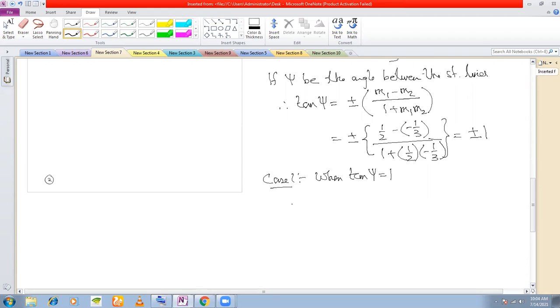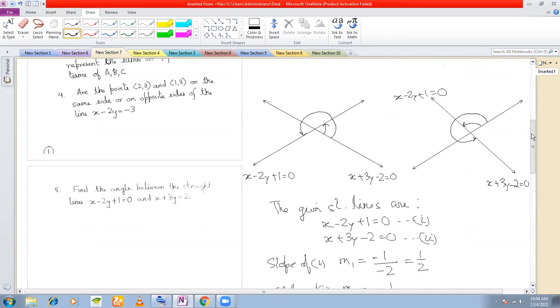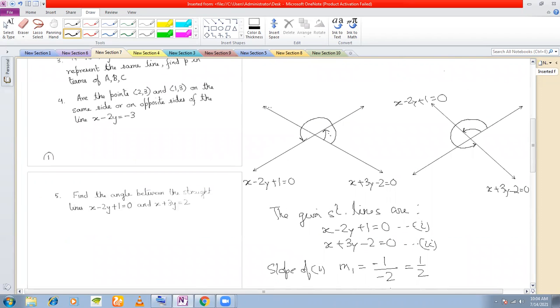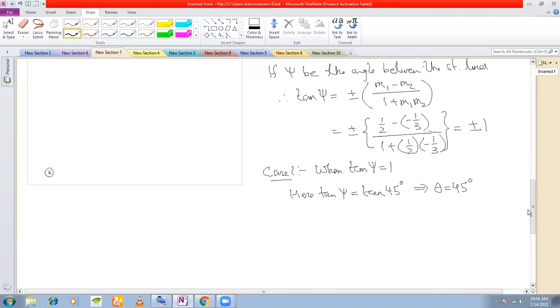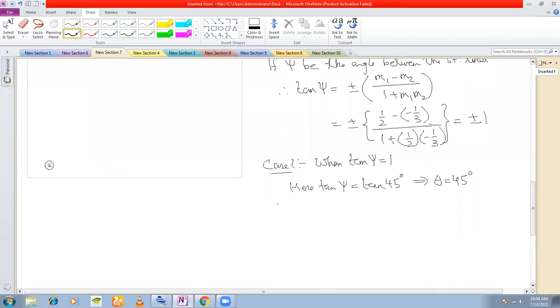So what do you get here? tan psi is equal to tan 45 degree, right? So that means theta here is 45 degree. One angle you have got. So let's say this angle is 45 degree. This angle you have got, acute angle 45 degree. Fine. So this is one. And of course you are getting this solution in the first quadrant, right?